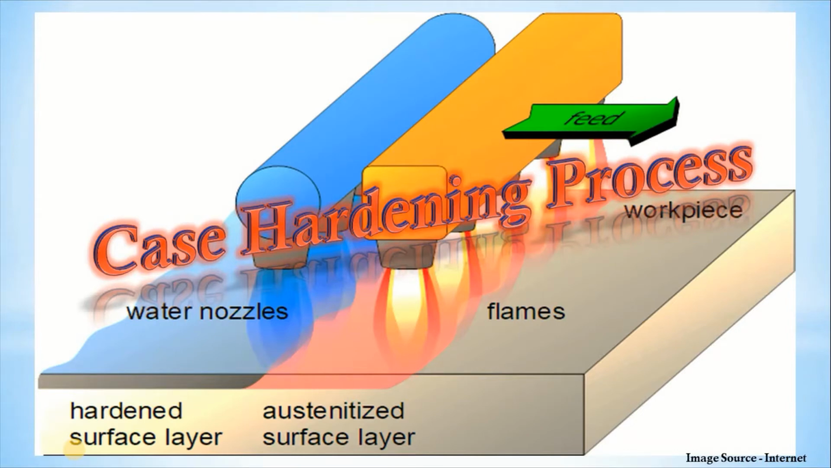In this session we are going to see the case hardening processes. The different types of case hardening processes, what they are and how they operate, what the principle behind every process is, and why we are using this process for surface treatment, that we are going to see.